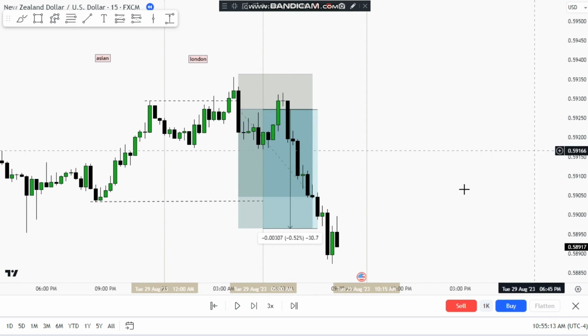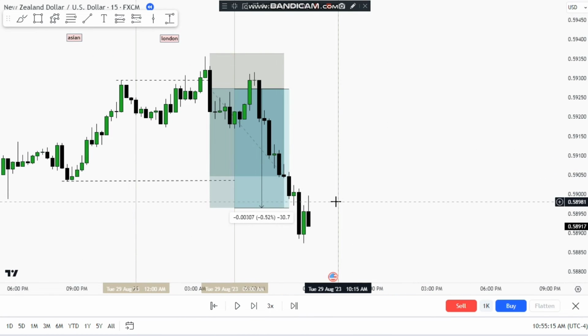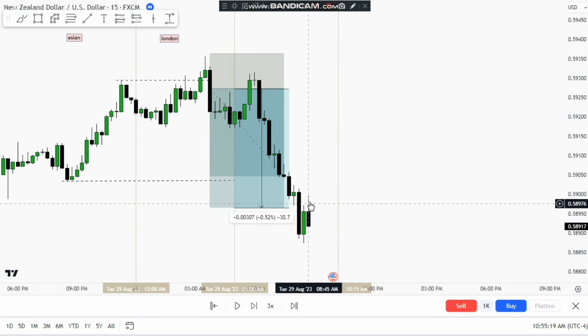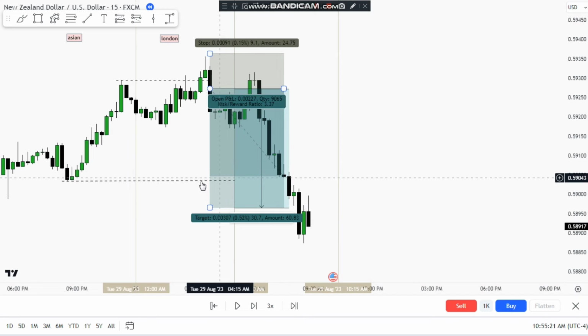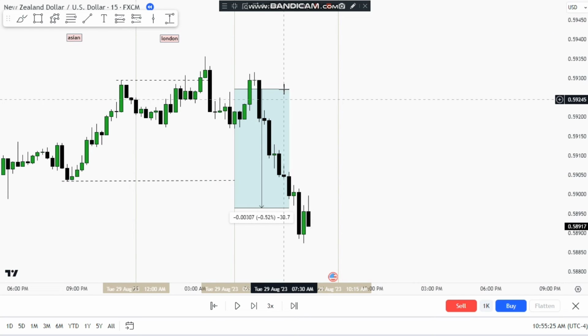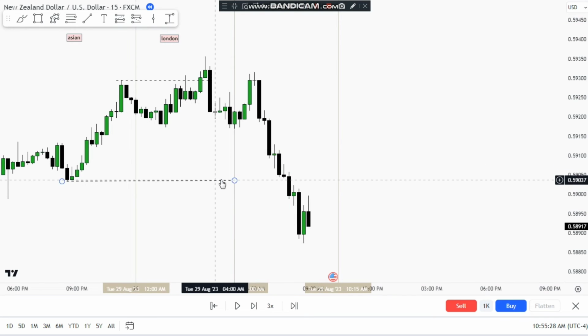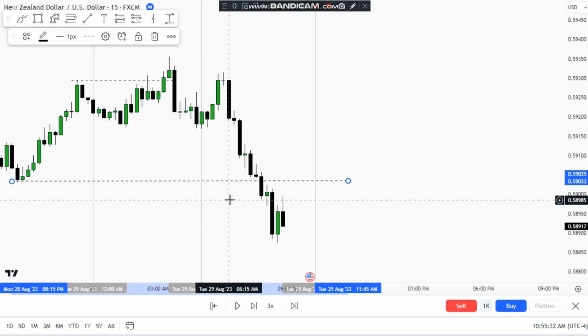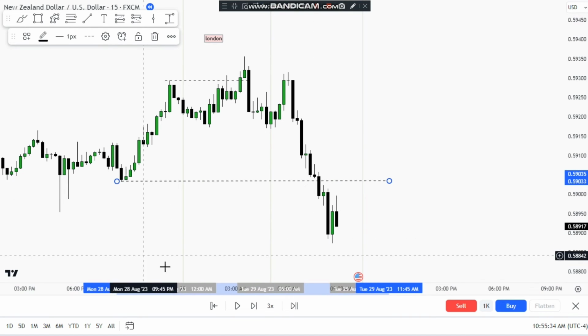Now, as I said, the price will enter into the New York session. Okay, the price has entered into the New York, and here you will get the real move to the upside now that the sell side liquidity has been taken. So we will wait for any bullish order block to long it. Okay, so let's see if we get any bullish order block.